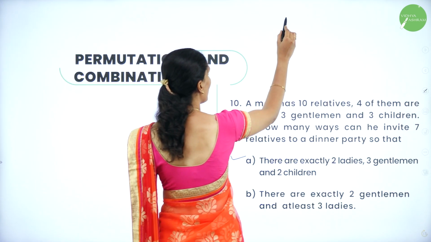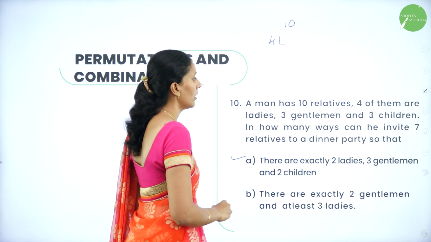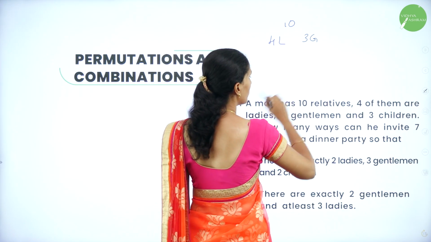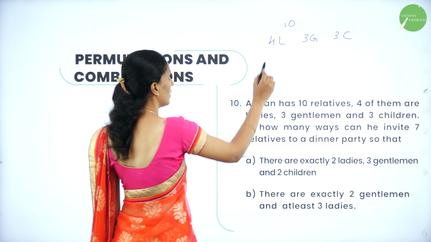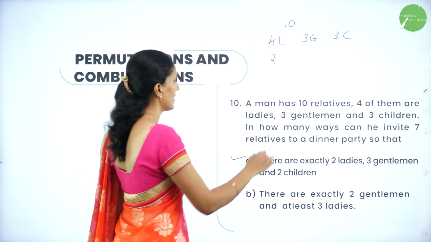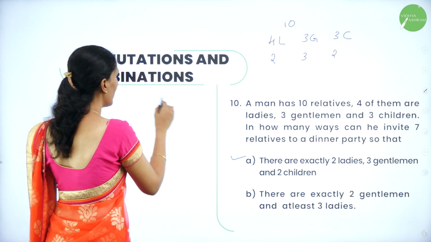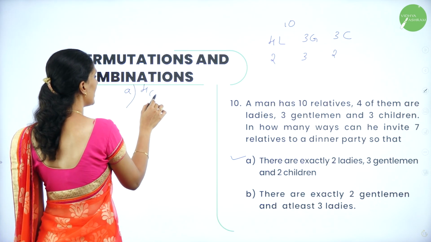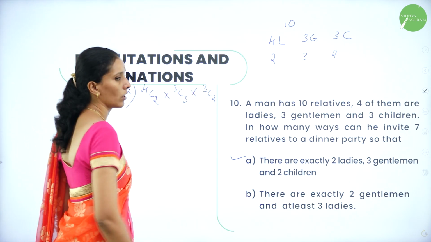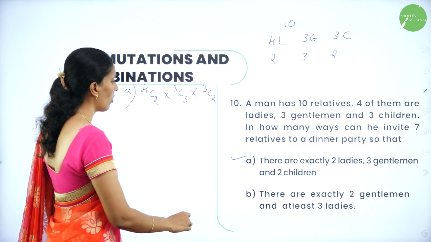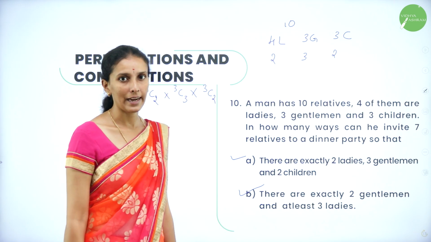So in total we have 10 relatives, out of which 4 are ladies, 3 gentlemen and 3 children. My first question is, there are exactly 2 ladies. He has to invite exactly 2 ladies, exactly 3 gentlemen and 2 children. So what will be my combination for this? That is 4C2 into 3C3 into 3C2. And what about my second question here? There are exactly 2 gentlemen, at least 3 ladies.